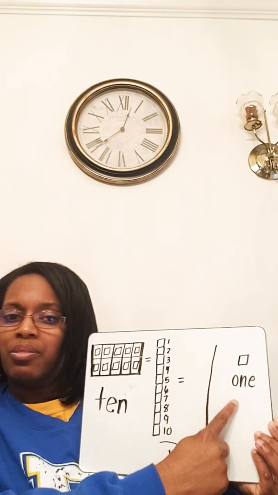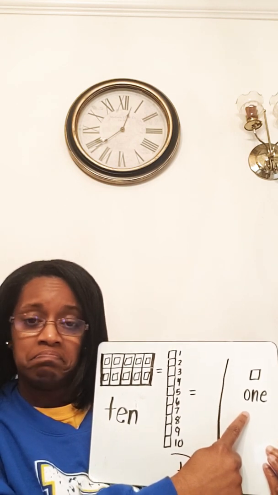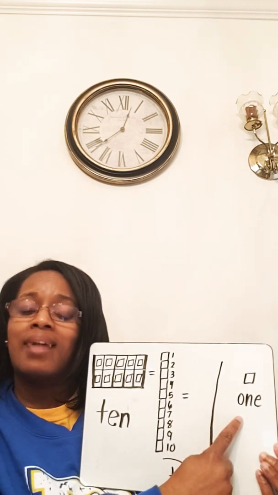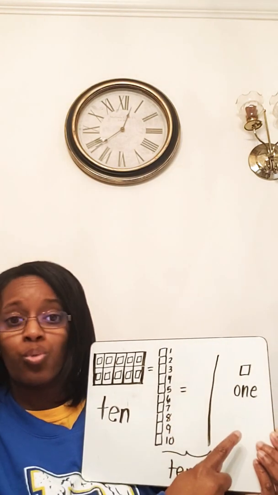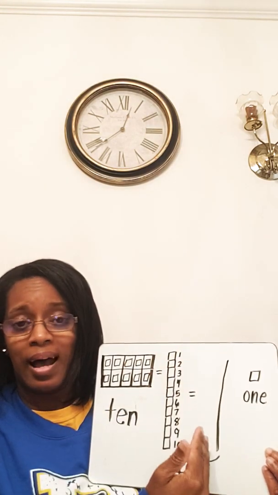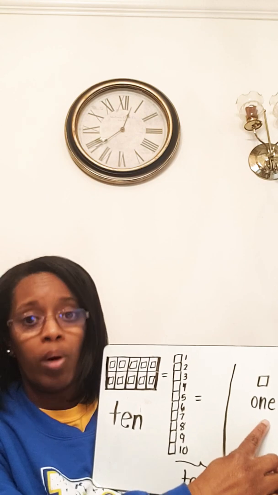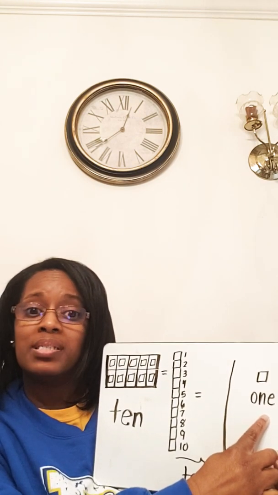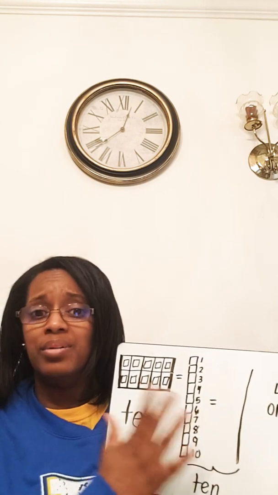Now, think about this for a second. Is this 10? No, because this is not 10 squares, or it's not a complete line. This is what we call a 1. Okay, and ones are separated. Now that we know that, we're going to learn something a little bit new, okay?